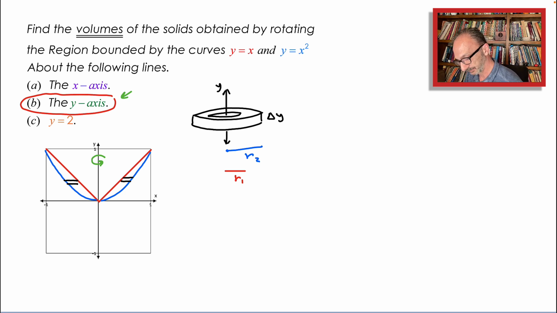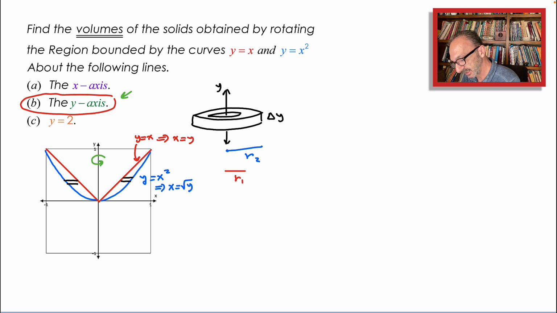So what's R2? For R2, we need to go back to the graph and write in terms of y. We have y equals x to the second, which means x equals square root of y. And for the red graph, we have y equals x. In short, x equals y.